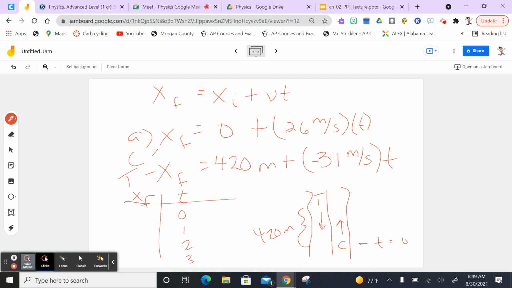And once you get that graph made, that will help you answer question C, because where the two lines cross is where they pass each other. Okay, so let's say that's your car, and then this is the truck. Where those two lines cross each other, that's where the car and truck pass.